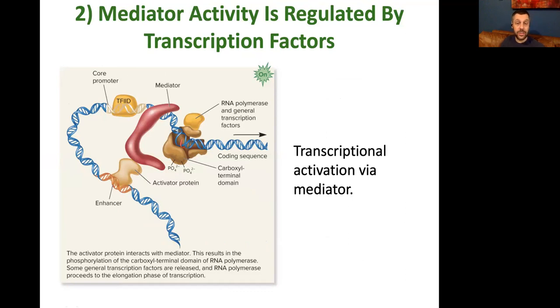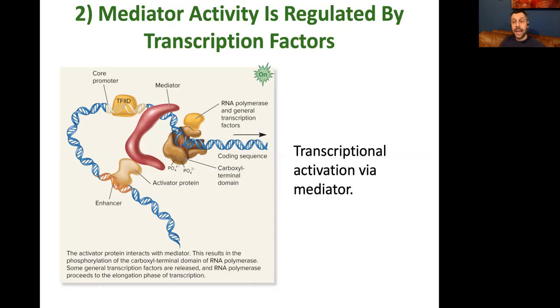The mediator actually does something very specific. What the mediator does is help phosphorylate RNA polymerase. So there are little phosphate groups right here. You can see this PO4 thing. That's a phosphate group. The mediator helps tag a phosphate onto RNA polymerase because that is required for RNA polymerase to transcribe a gene.